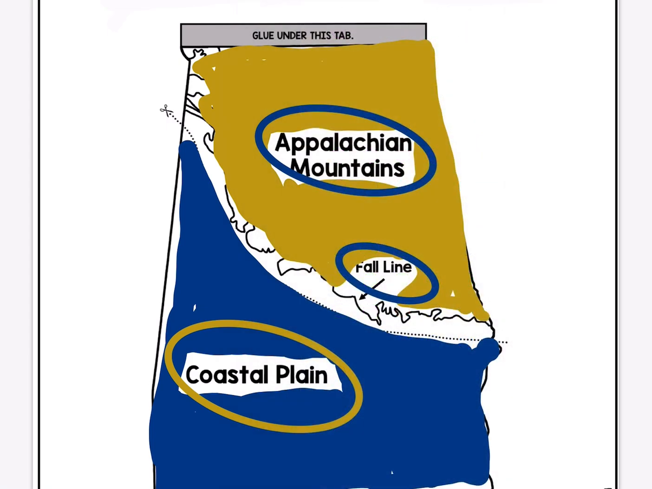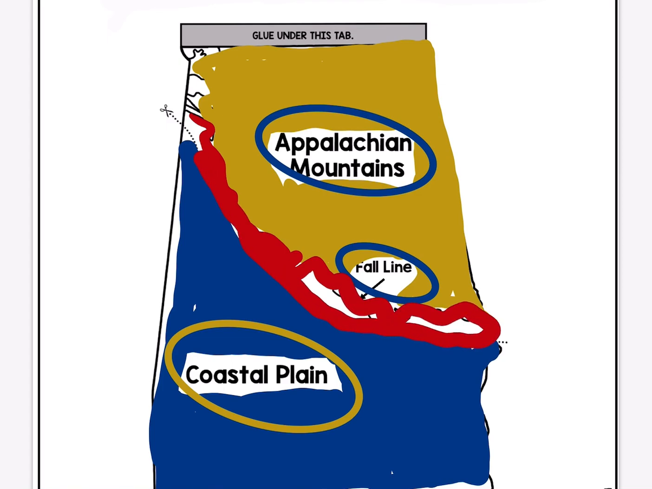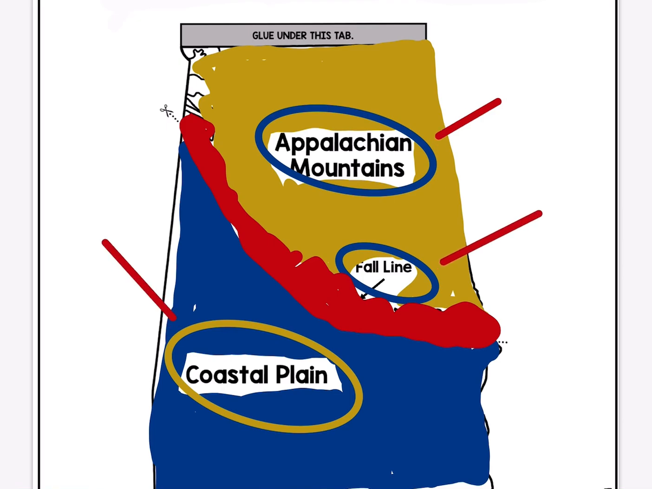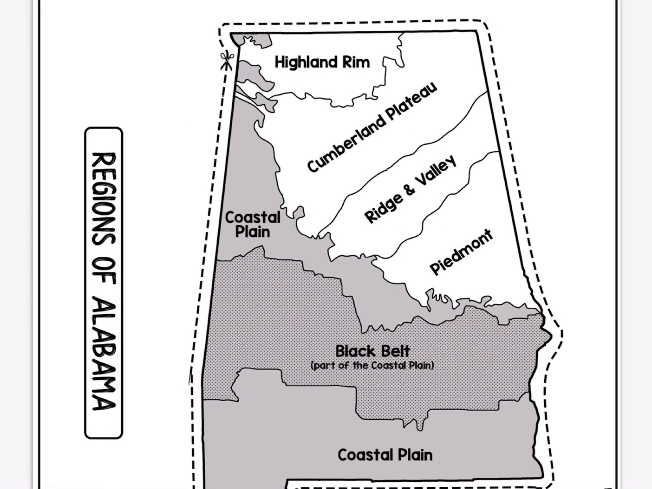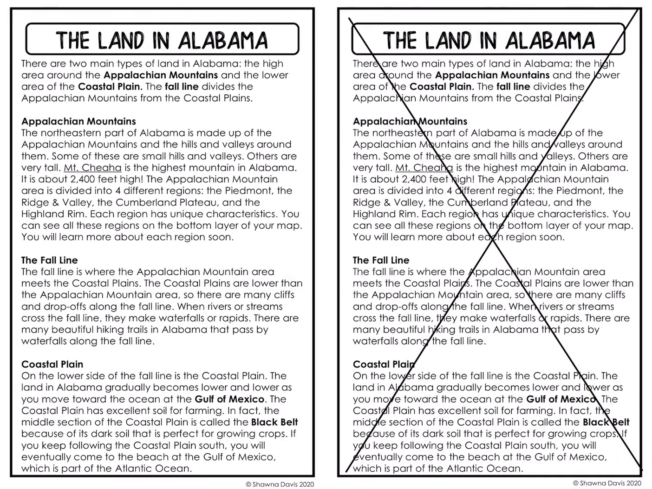Okay, and then I'm going to go right through here as best as I can and color in the fall line. Careful not to color it up because you need to be able to see each one of these when you study, okay? Because you will have to be able to identify these and put them on a region map.